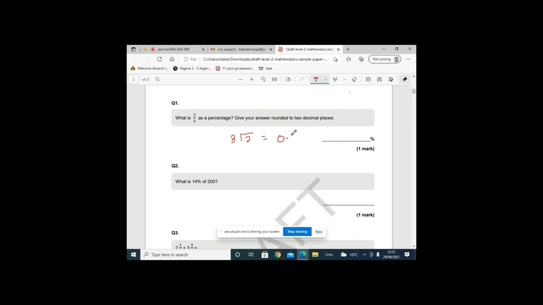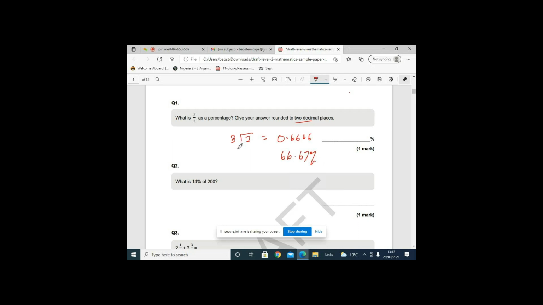You should be getting 0.66, recurring 66. Then you change it to a percentage. When you want to change to a percentage, you multiply by 100. So it's going to be 66.6, and you can round this to two decimal places, so it's 66.67. So that is how to do it.